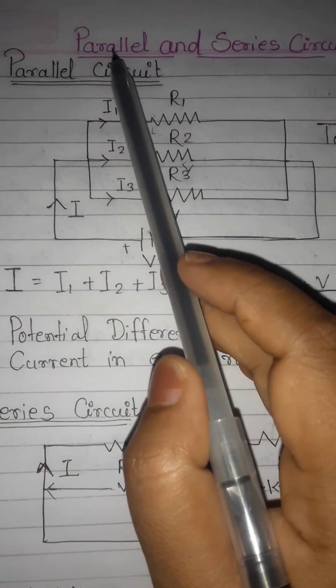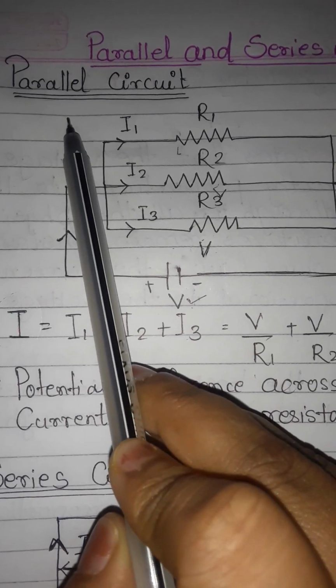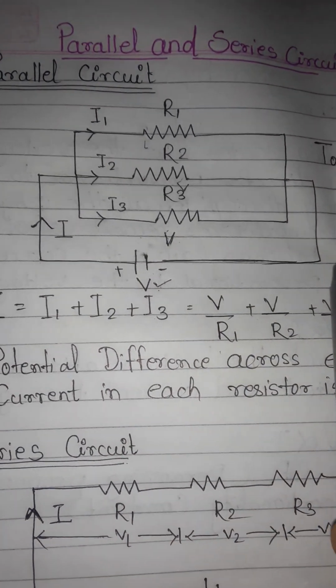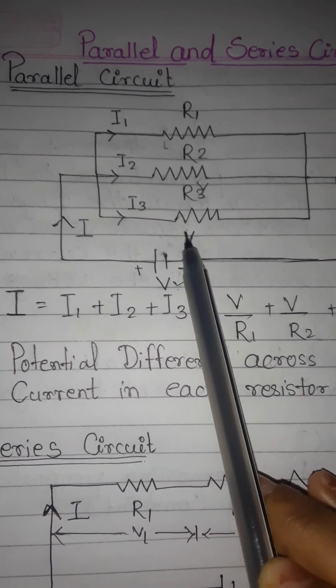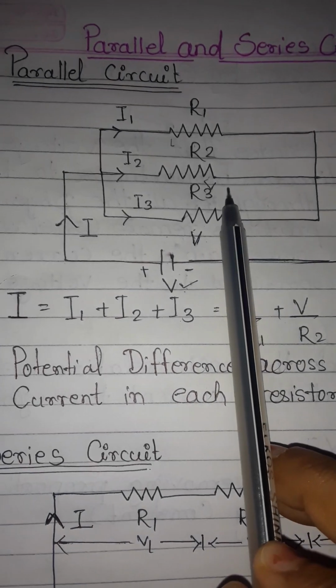Hi everyone. Today we will discuss the parallel and series circuit. So first let's know what a parallel circuit is. A parallel connection is when I have taken three resistors, R1, R2, R3, connected across each other. So this is a parallel connection.